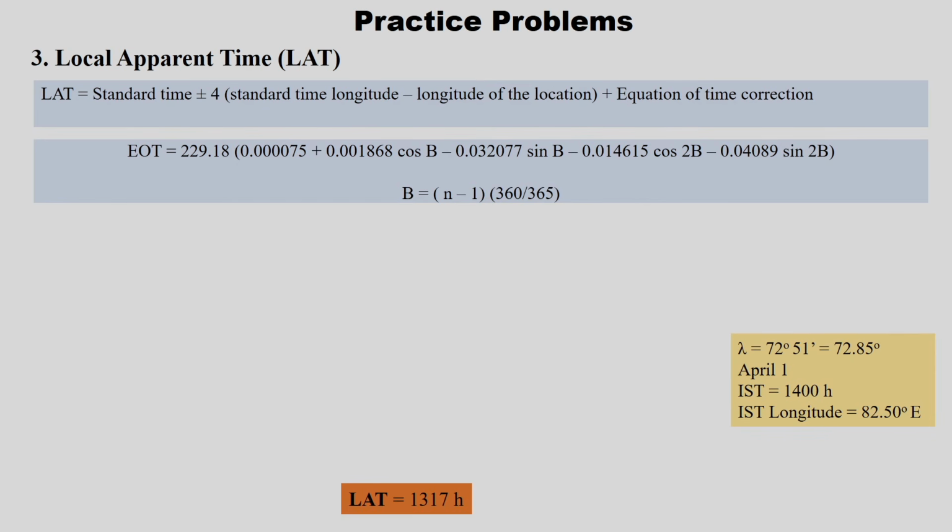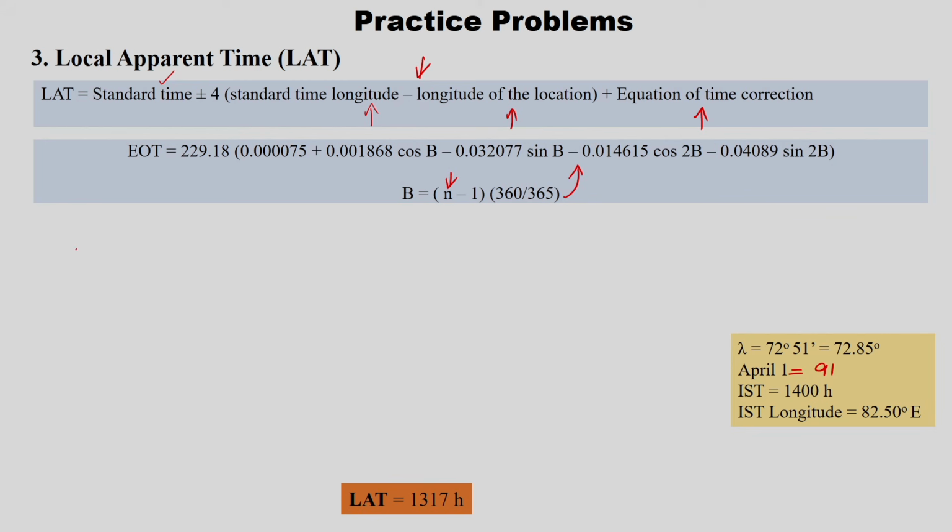The next one is the local apparent time, which is given by this particular equation: standard time plus or minus 4 into standard time longitude minus longitude of the location, plus equation of time correction. The equation of time correction is given by this particular formula, where n is the nth day of the year; April 1st is the 91st day. So, if we substitute, we would get the B value.